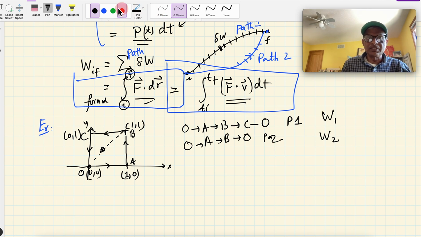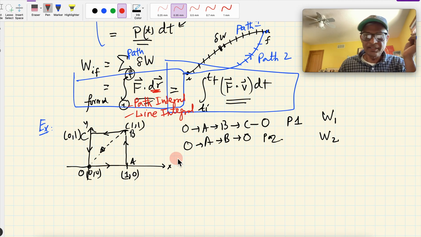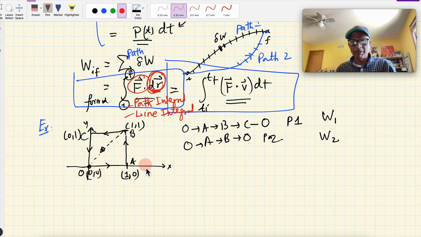Now these integrals have names, because this describes a path. So this is called a path integral, or in some math books, you call it a line integral. Whichever you use is up to you. So this is a line integral. How to do line integrals is not that difficult, but you have to make sure that you have a vector and use the property of the path that you're on.